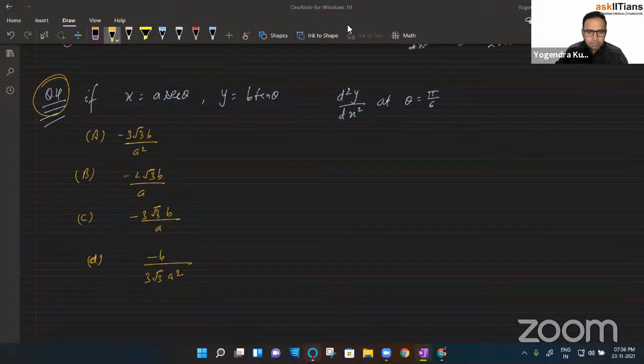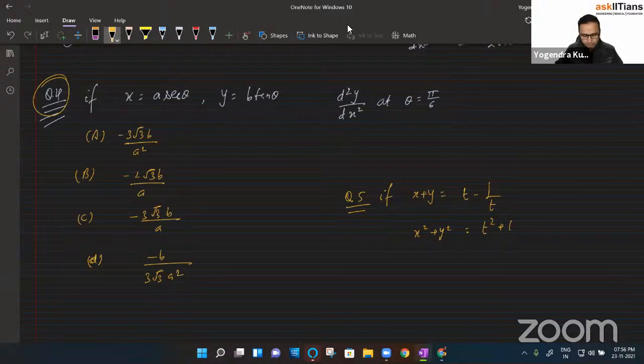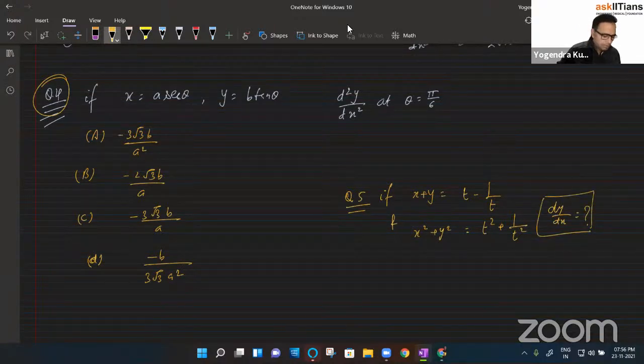Okay, 1 second. Let me write down the next question. Question number 5, guys. Here I'm writing. If x plus y is equal to t minus 1 by t and x square plus y square is equal to t square plus 1 by t square, what is the value of dy by dx? If you want, I'll write the options in some time, but try it first yourself.